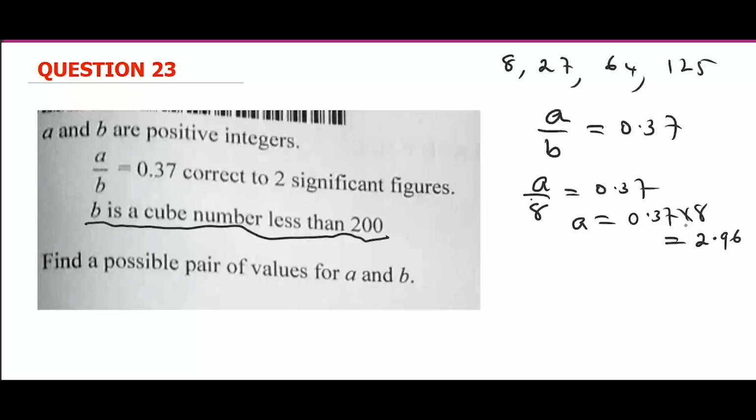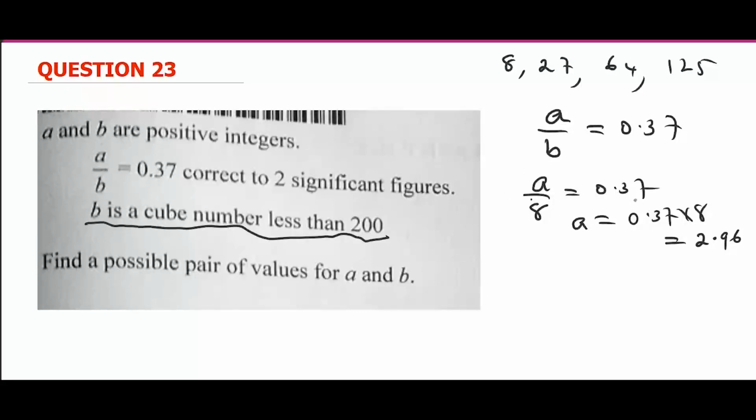Okay, so let's see, since the value of A must be an integer, let's divide 2 by 8. So we need to make use of our calculator to confirm this. If you take your calculator and do 2 divided by 8, that will give you 0.25. So there's no way you are going to approximate 0.25 to get 0.37 to 2 significant figures. It's impossible. So that means B can never be 8, and then our A can never be 2.